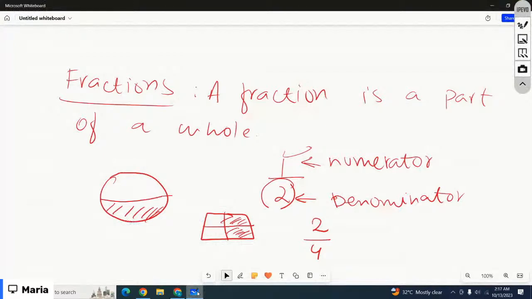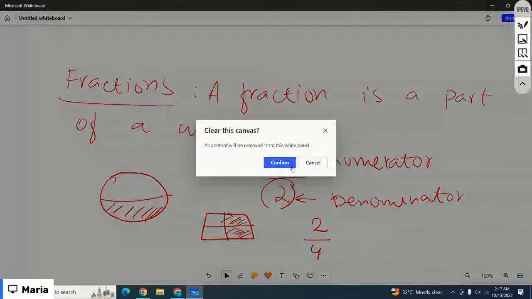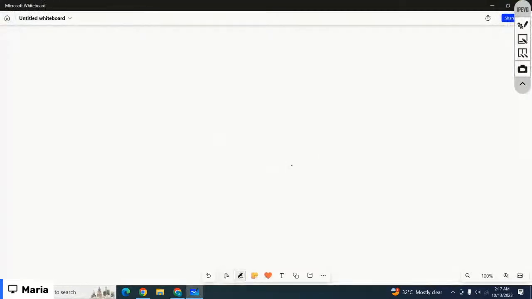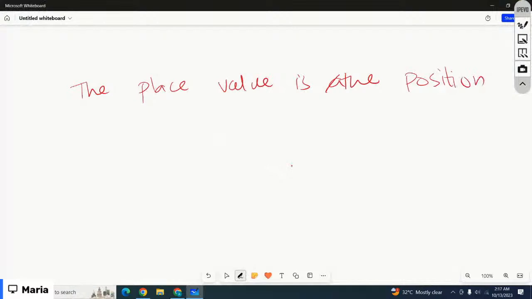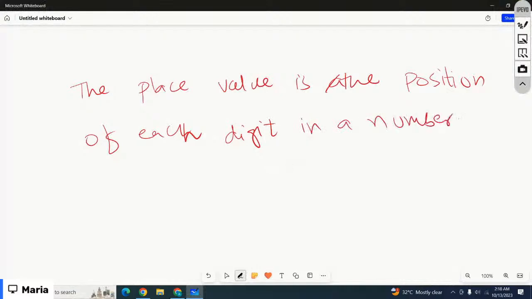So basically, the place value is the position of each digit in a number, right? You can note down the definition. The place value is the position of each digit in a number, right? That is the position of the digits in the number.